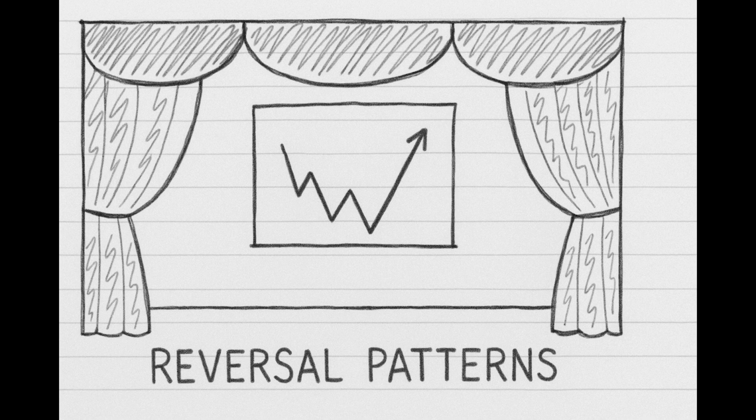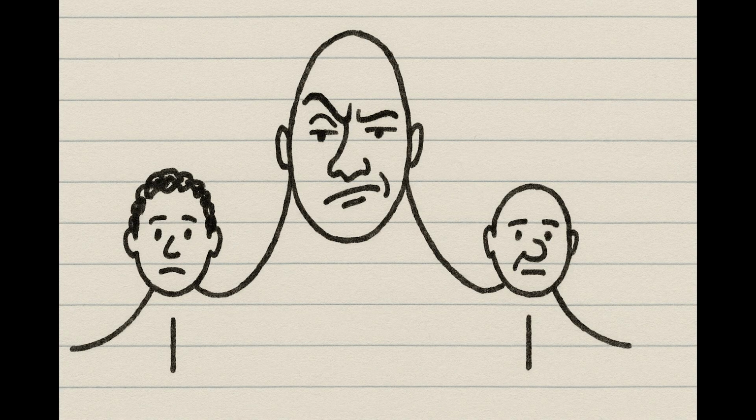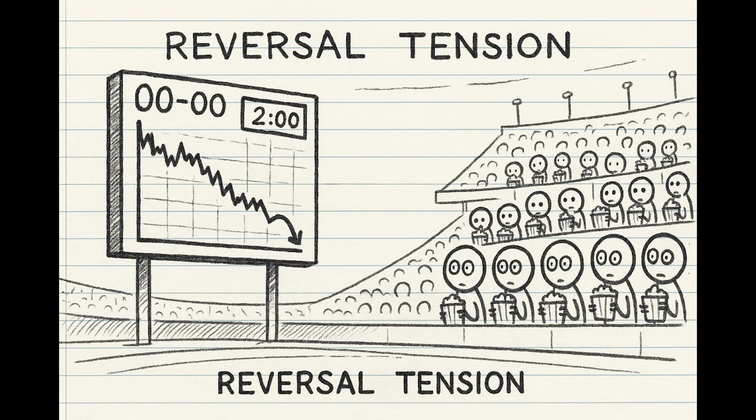The market's plot twists. A double bottom forms a W for winning. A head and shoulders looks like Dwayne "The Rock" Johnson flanked by Kevin Hart and Danny DeVito. Big peak in the middle. Two shorter ones on the sides. Spotting a reversal feels like watching the final 2 minutes of a tied Super Bowl. Everyone's holding their breath, popcorn in hand, waiting to see who scores next.